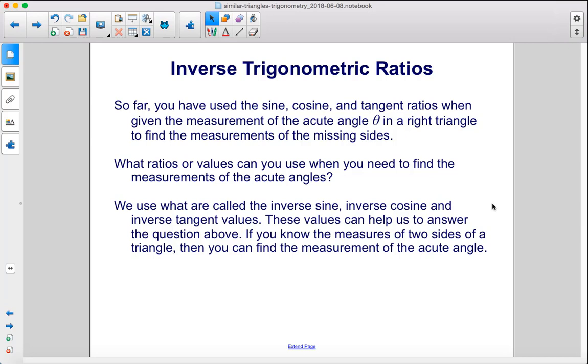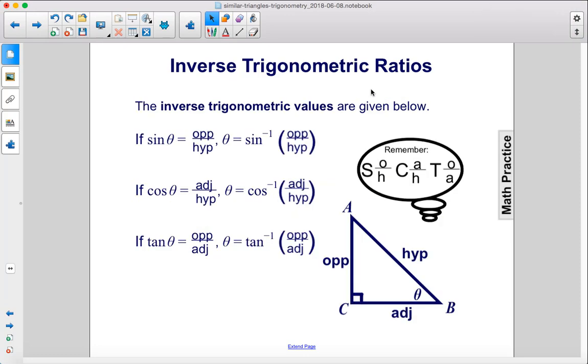If you know the measures of two sides of a triangle, then you can find the measurement of the acute angle. The inverse trigonometric values are given below.